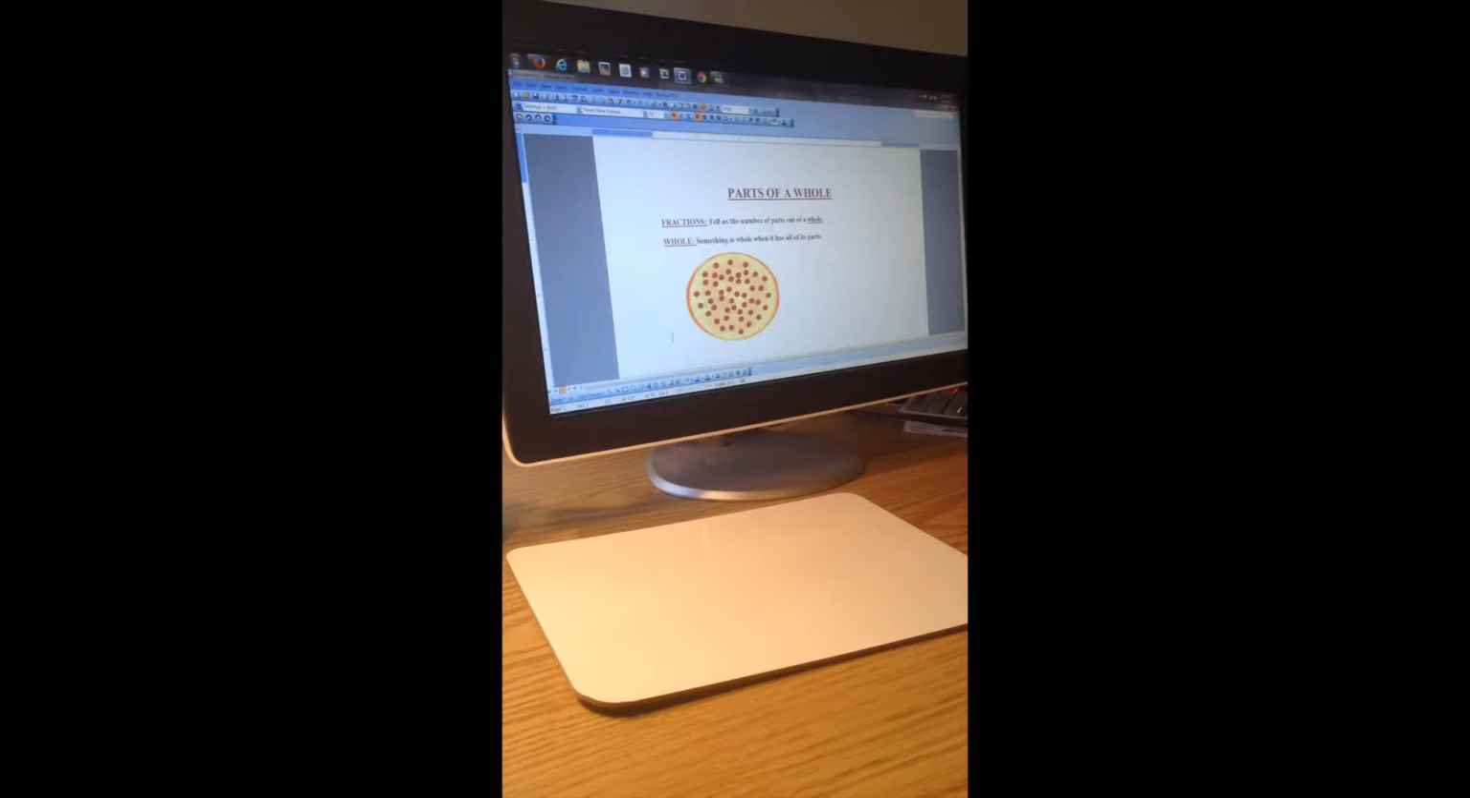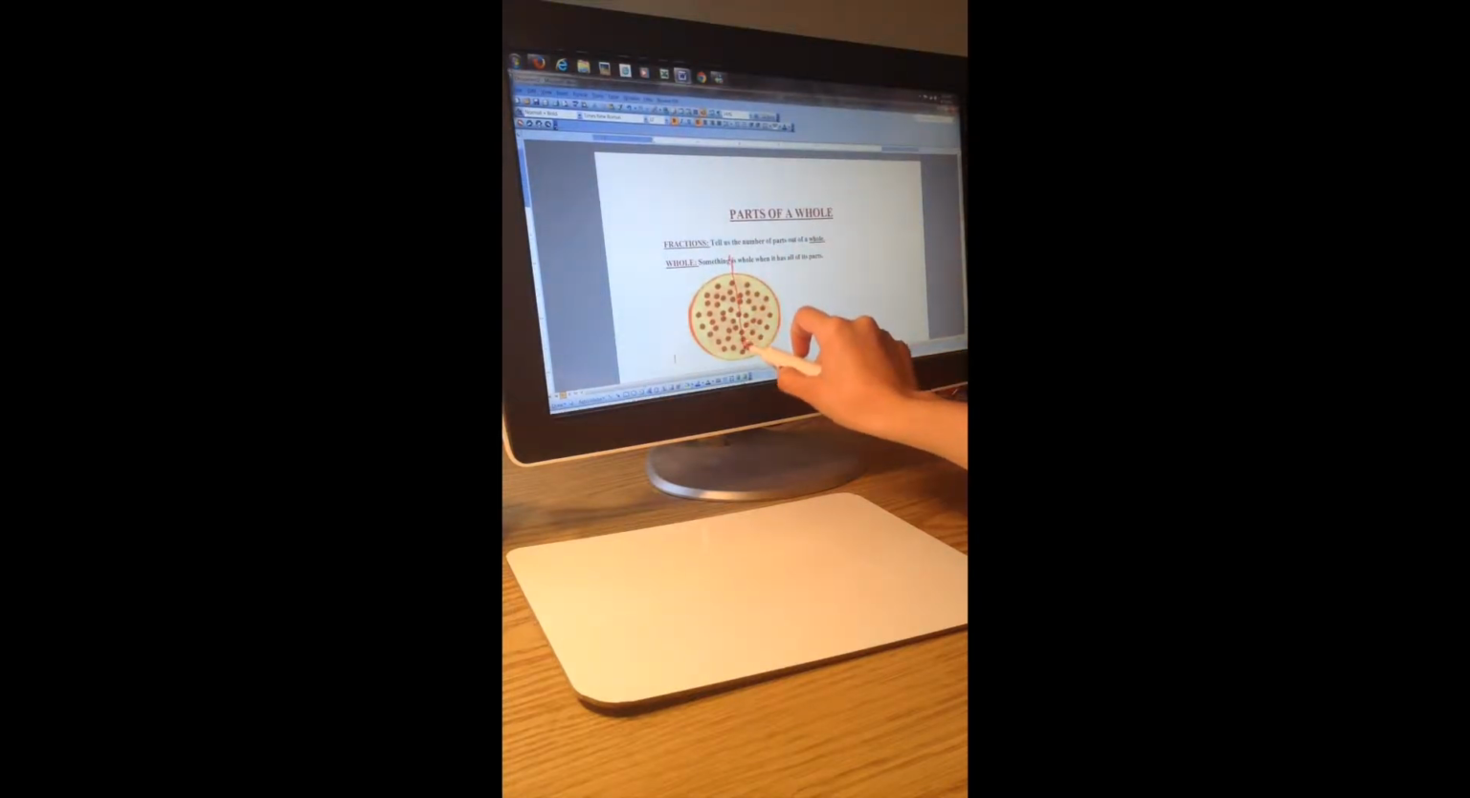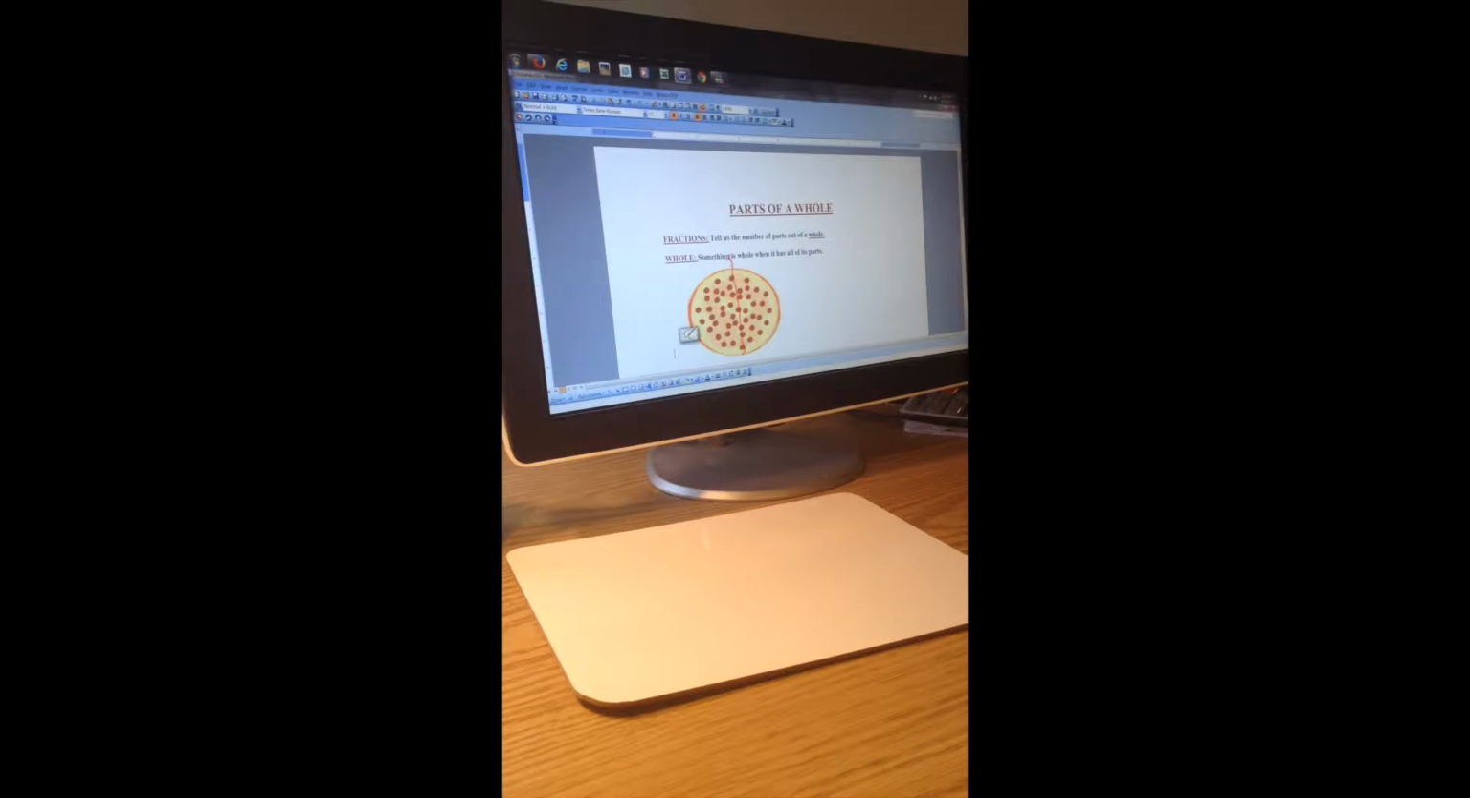If I said that Caroline wants to split 1/2 of her pizza with her friend Mary, that can be represented like this. That's 1/2 of her pizza. We can also use a linear approach when multiplying fractions.